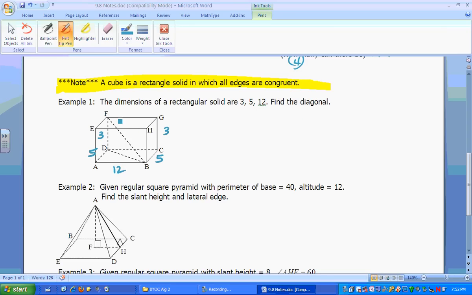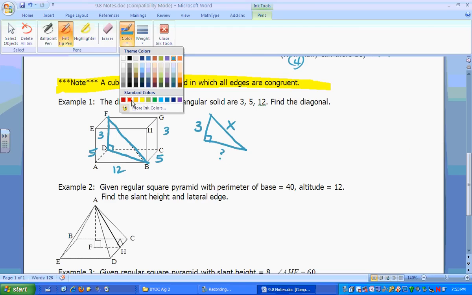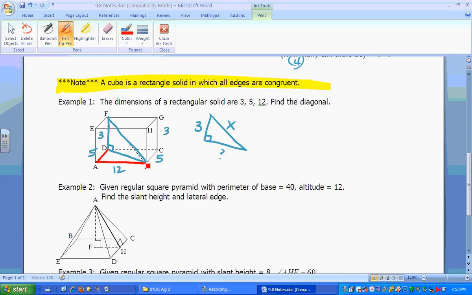Doesn't really matter. We want the diagonal, so we want FB, the diagonal of the figure. Well, first off, since it's a rectangular solid, we can get a right triangle right there. For that blue right triangle, we know that this side is 3. This is the side we want. So maybe we can get this side down here first. And to be able to do that, if I switch colors, you will notice down here is a right triangle with the right angle in the corner because they're rectangles. That right triangle, check it out, has a side of 5 and a side of 12.